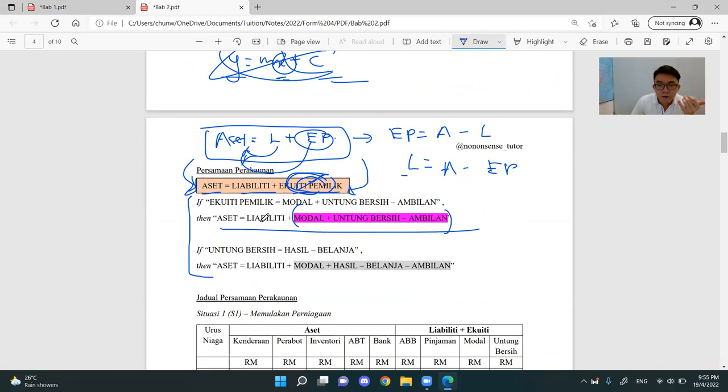You see it? And if I go further again, how do I get untung bersih actually? Untung bersih is actually equals to hasil, what you earn, minus what you belanja. Then you get your untung bersih. Therefore, here, instead of untung bersih, it becomes hasil tolak belanja. So your asset equals liability plus modal plus hasil tolak belanja minus ambilan. Are you still with me? If yes, give me an okay.